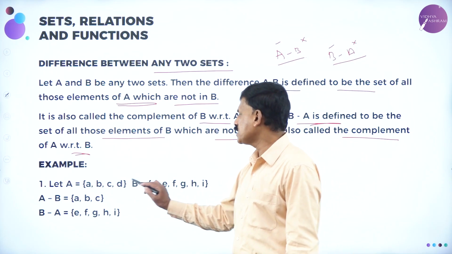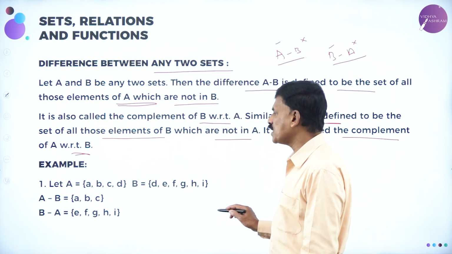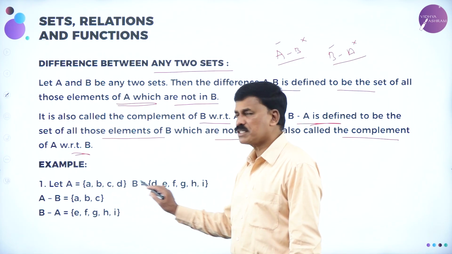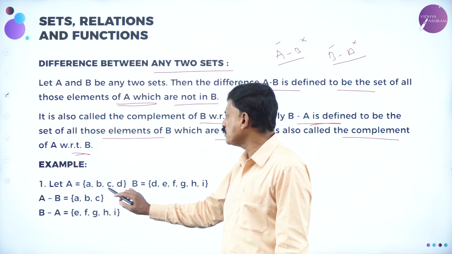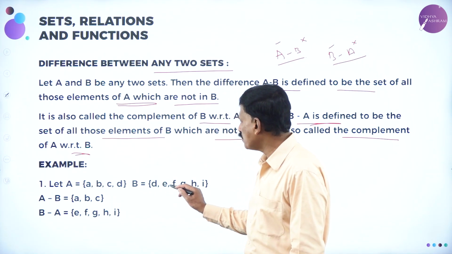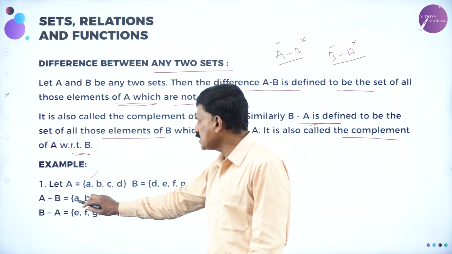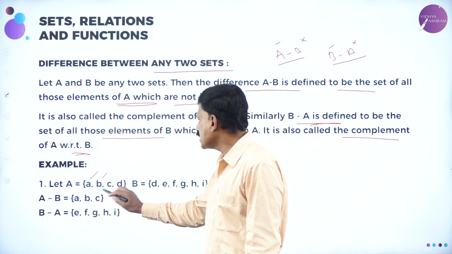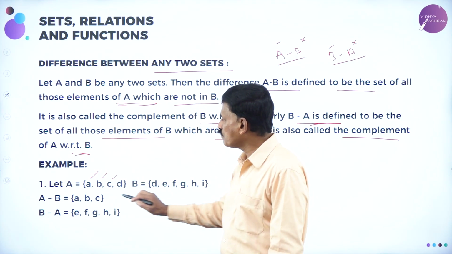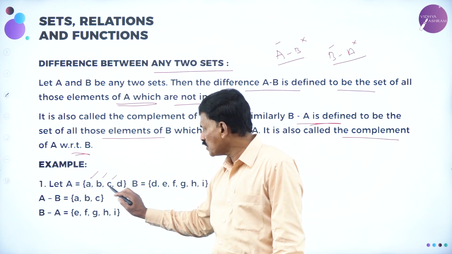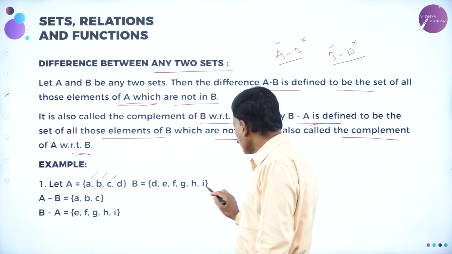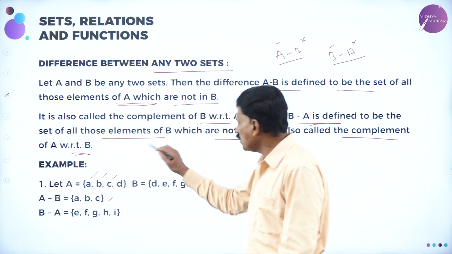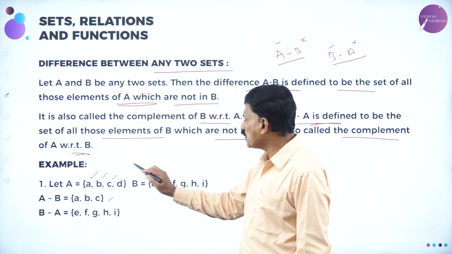If A is equal to {a, b, c, d} and B is equal to {d, e, f, g, h, i}, then the difference between these two, A minus B, is the elements which are in A but not in B. a is in set A but not in B. Similarly, b is not in B, and c is also not in set B. Therefore, A minus B means the elements which are in A, that are a, b, c, but they are not in B: a, b, c. Similarly, B minus A means the elements which are in B but not in A.